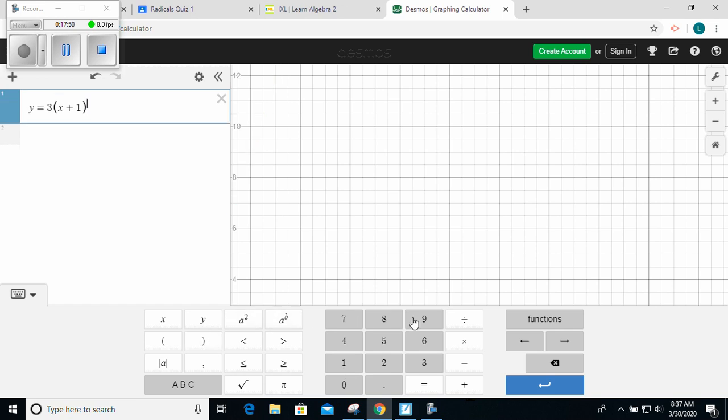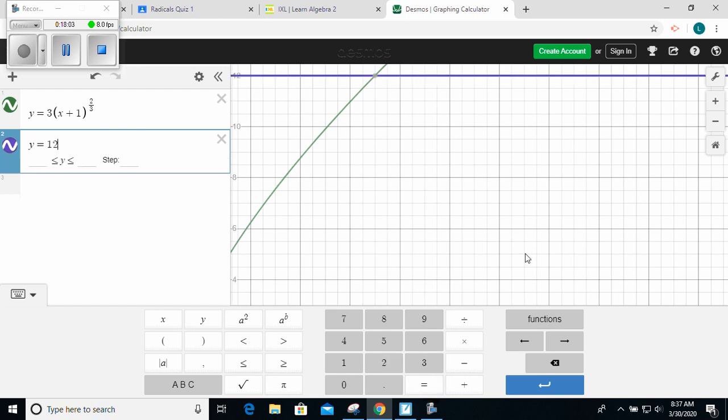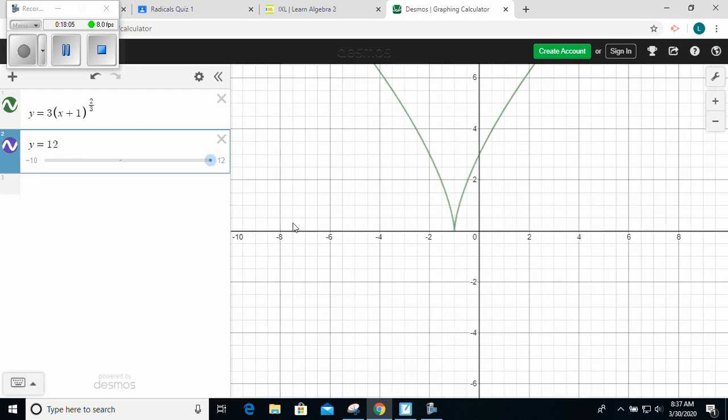Close my parentheses. I'm going to raise that to a 2/3 power. Looks kind of funny when you raise it to a 2/3 power. But right here, y equals the other side, but y equals 12. So now I'm going to hit that home button right there on Desmos. I want you to see what that first graph looks like. It's like a really cool looking V, kind of like the calligraphy V.